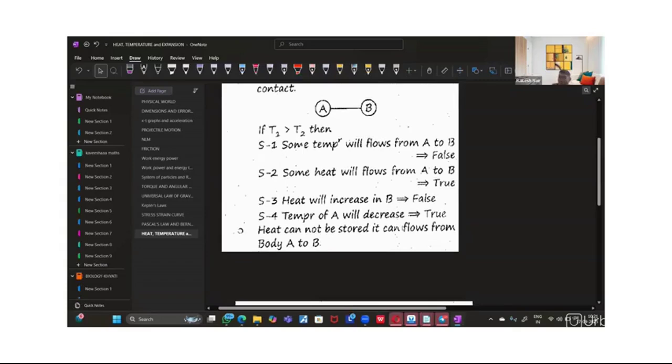Heat cannot be stored. That's the reason it's flowing. It can flow from A to B. The exception to this is a thermos flask, where we are not allowing the heat to flow, actually, by thermally insulating it.